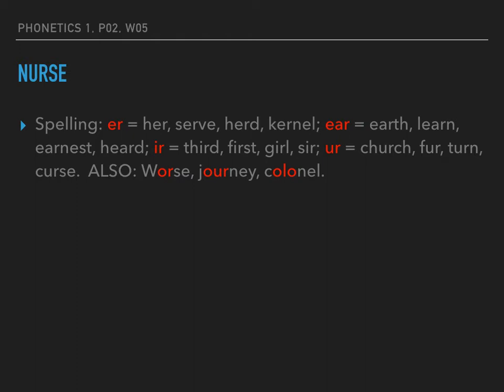And more importantly, with the word her, which is a pronoun, we also will use a weaker form of that when we're talking in connected speech. We then have EAR as in earth and learn, earnest and heard. We have IR as in third, first, girl, and sir. And we have UR as in church, fur, turn, and curse. But we also have irregular spellings such as worse, journey, and colonel. And colonel is, of course, a very difficult one because it's a historic spelling.